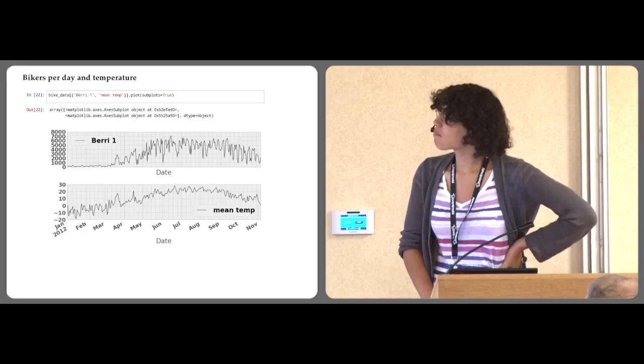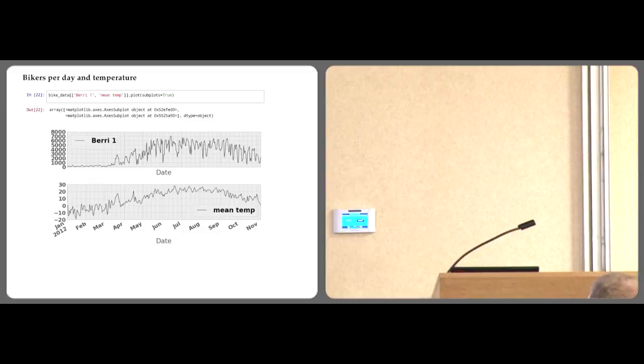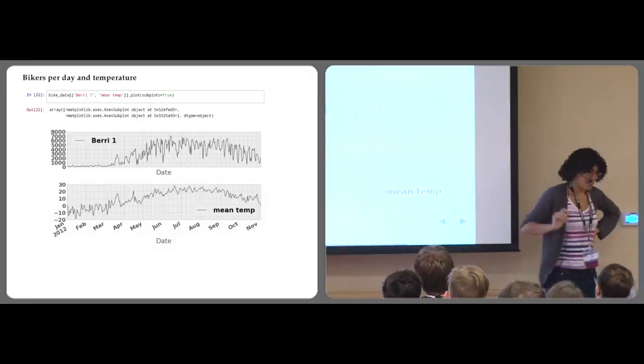But then there's all this variation in the summer here, right? And this is not because the temperature went down a little bit, right? This is probably because it was raining. That's my feeling. So I went out to try to verify this.